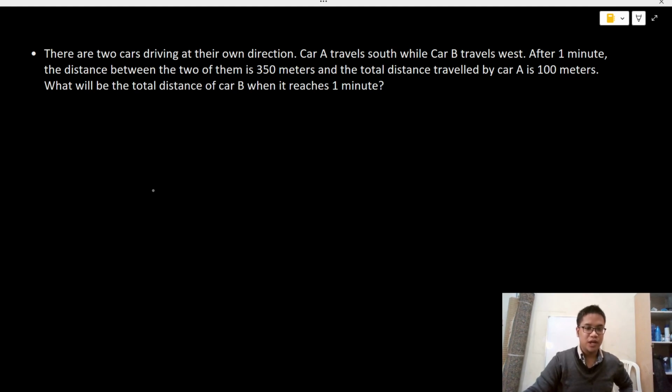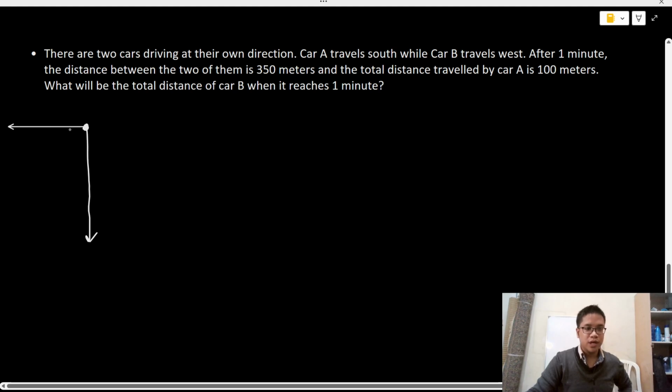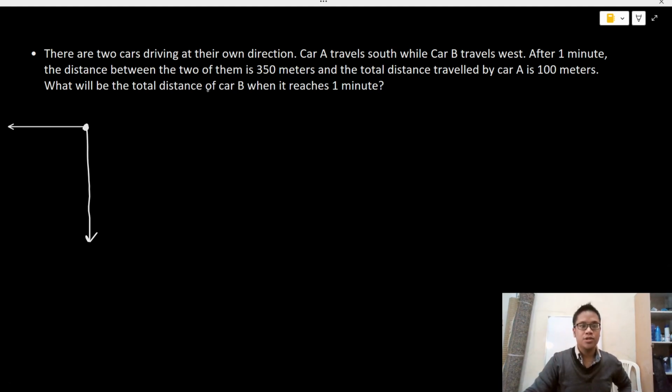So let's visualize. Let me just draw here. Car A travels south, so it goes south. And car B travels west, so it's here. After 1 minute, the distance between the two of them is 350 meters, and the total distance traveled by car A is 100 meters. What will be the total distance of car B when it reaches 1 minute?